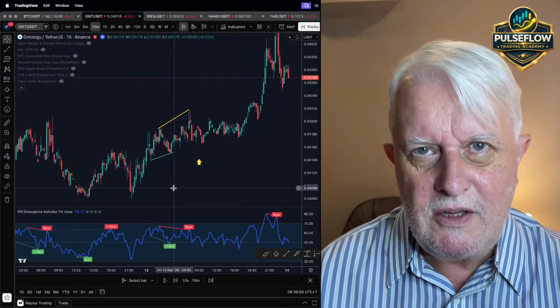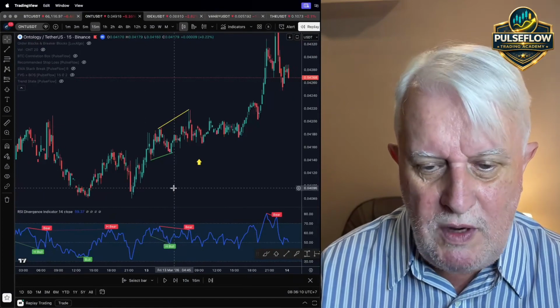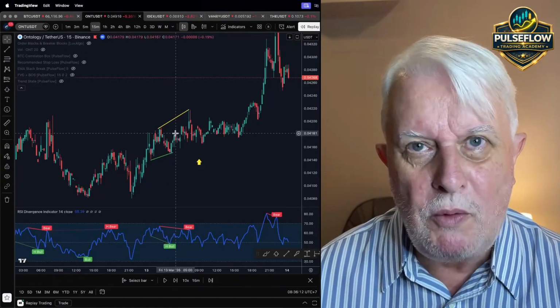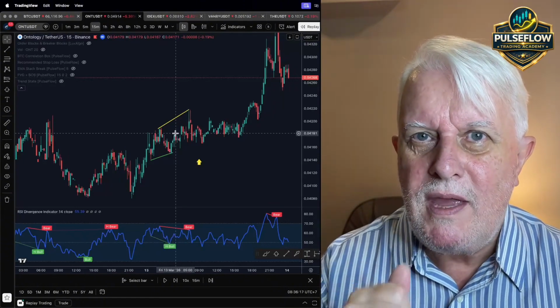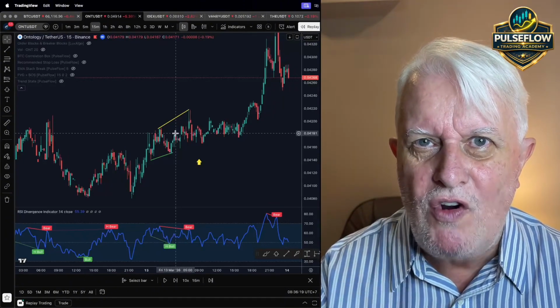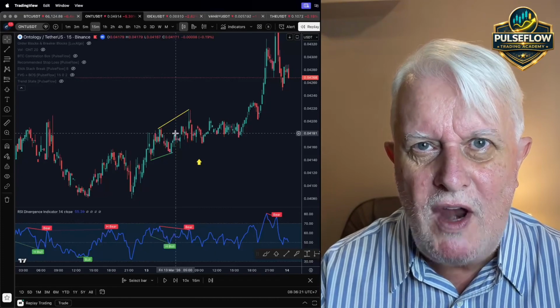So this was telling us that we're going to get a trend continuation. And then what popped up was a bearish divergence. But as I said earlier, hidden divergences are stronger for the continuation of the trend.